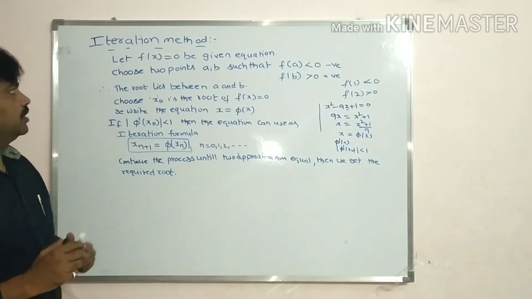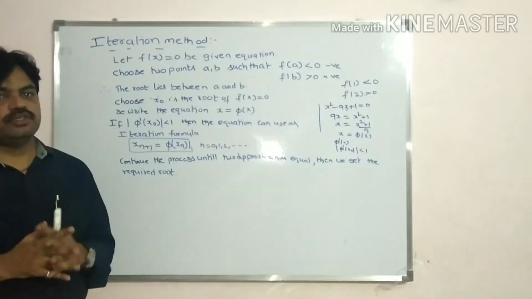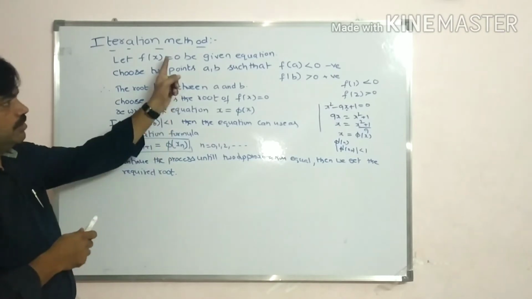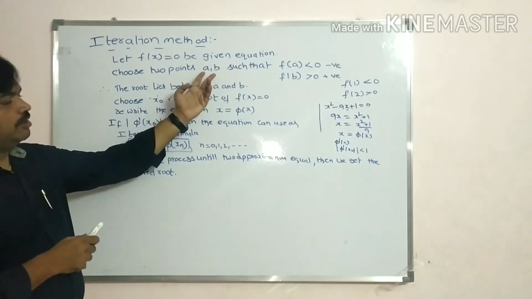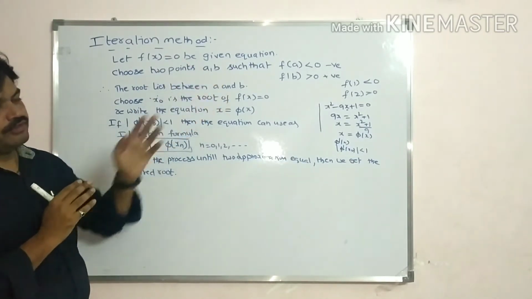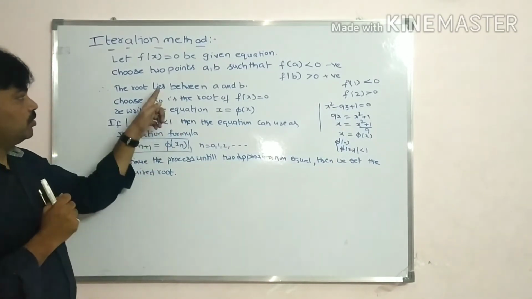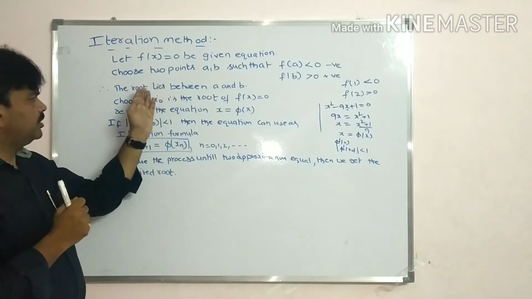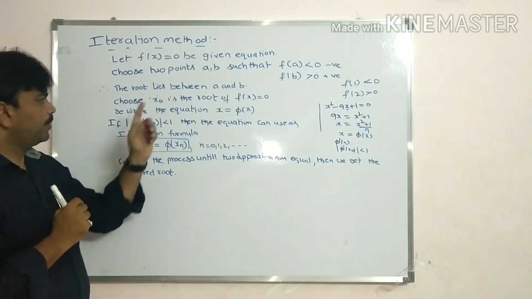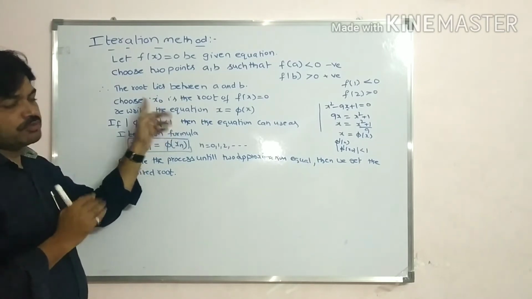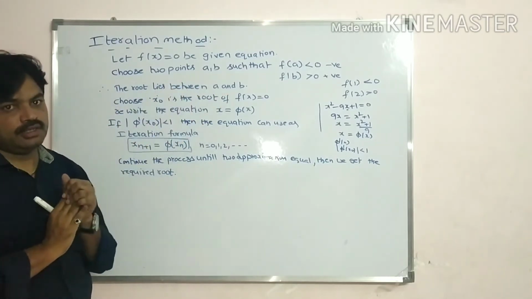This is about the iteration method, students. One second, students. It is simple. First, you given the equation. Thereby, you choose 2 points such that f of a value is less than 0 and f of b value greater than 0. Now that means the root lies between a and b, students. Now you choose 1 point, students. How you choose that 1 point? Between a and b.